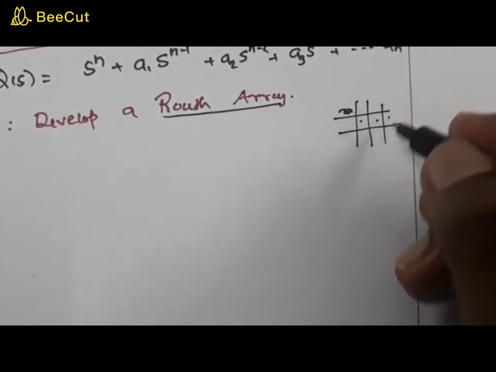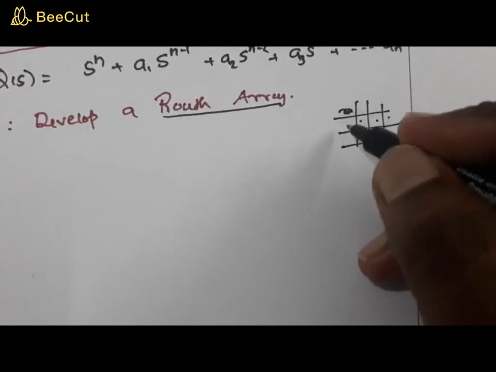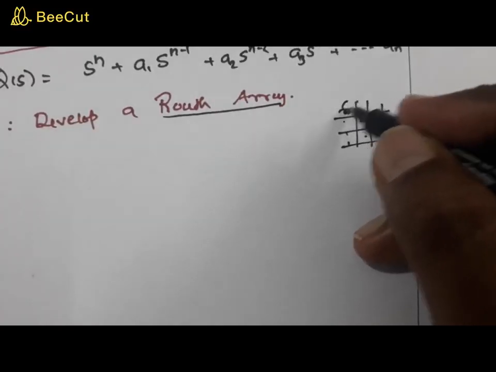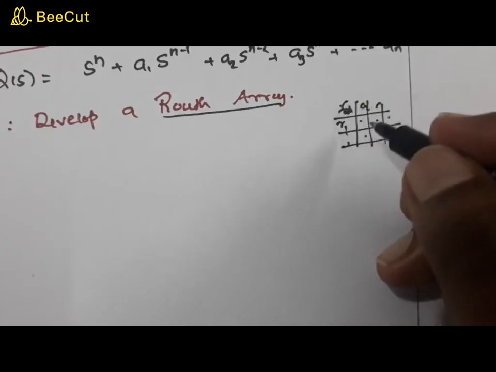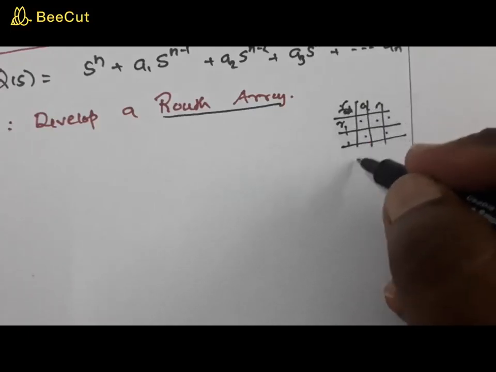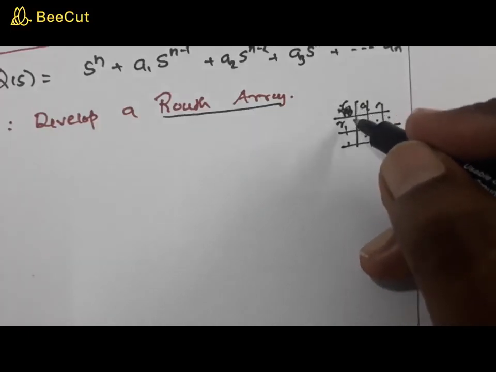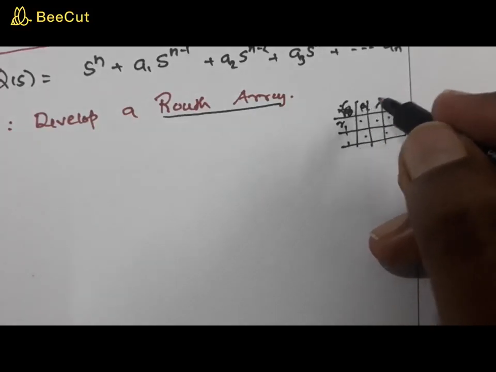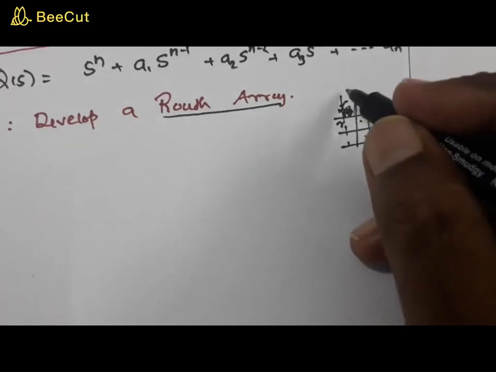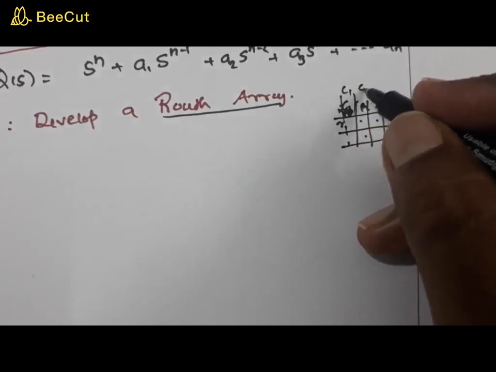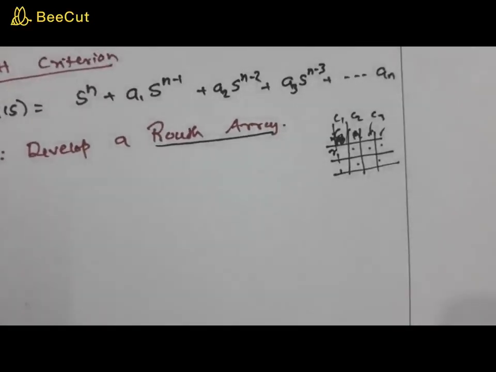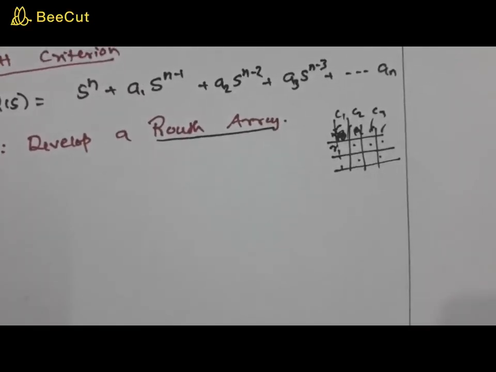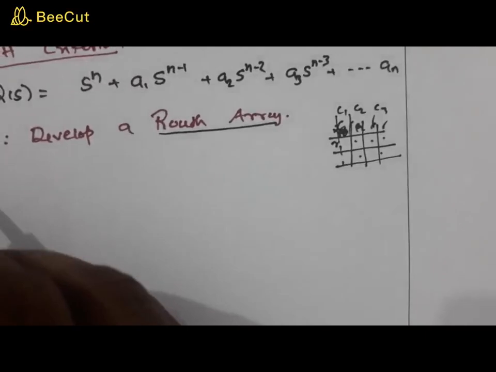So this is an array, right? Rows and columns. You have some rows R1, R2, R3 and so on, and you can have this many columns as C1, C2, C3 and so on, right? So this is an array. Now what is this Routh array? To develop this Routh array, this is the procedure.